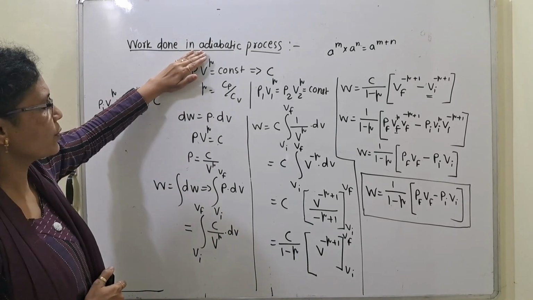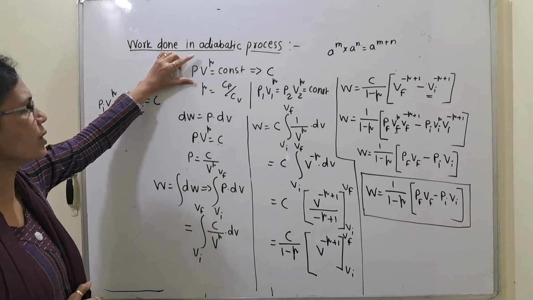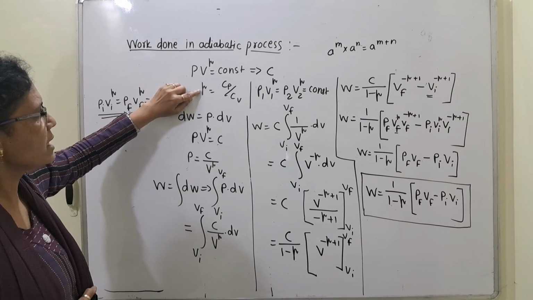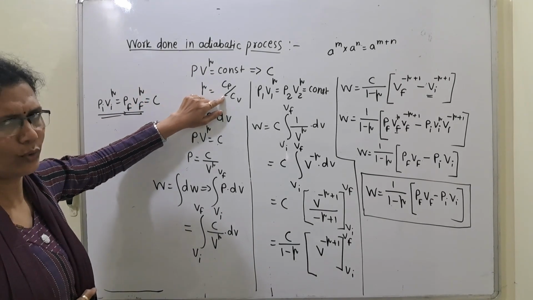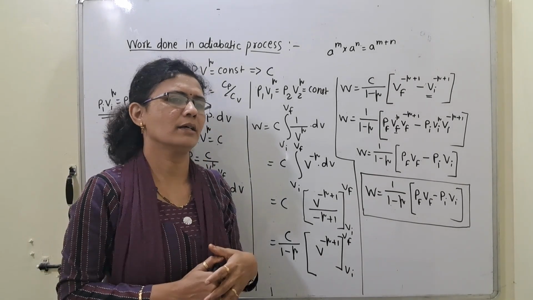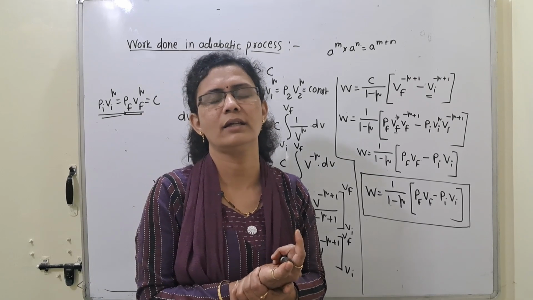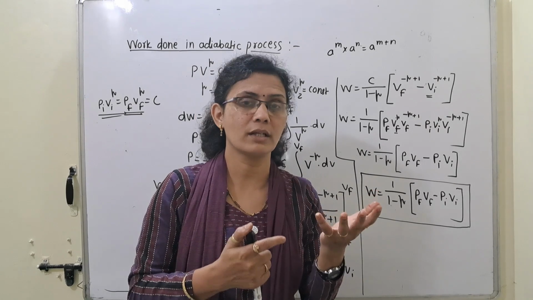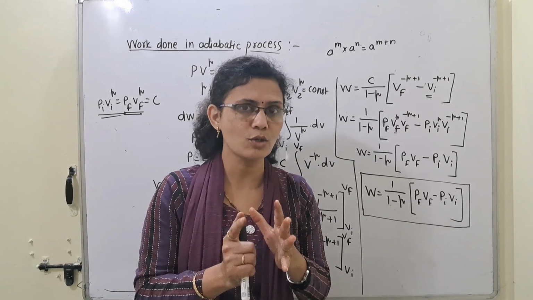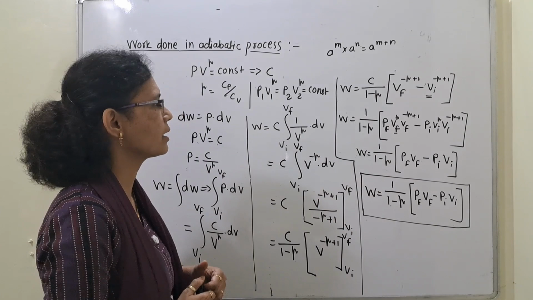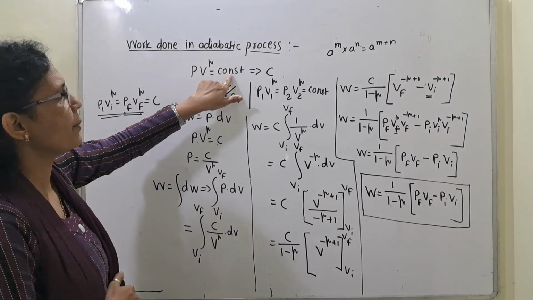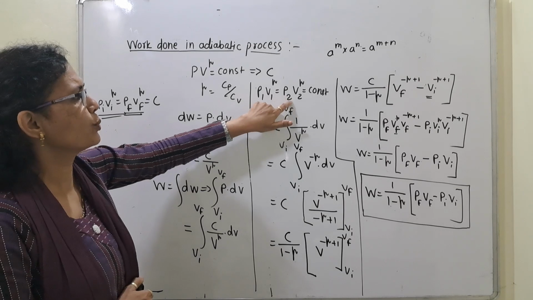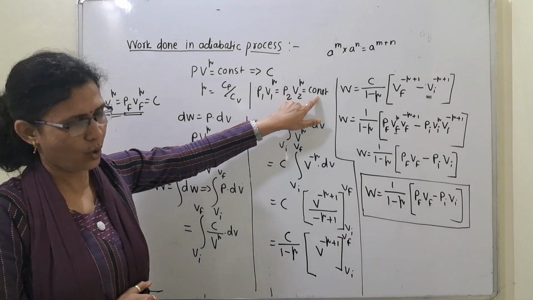Here there is an adiabatic process, therefore we have to consider the equation PV raised to gamma is equal to constant, and here gamma is nothing but Cp upon Cv. Let us consider 1 mole of a gas, and we are processing the gas adiabatically. In case of an adiabatic process, we consider the gas equation PV raised to gamma is equal to constant. Here P1 V1 raised to gamma is equal to P2 V2 raised to gamma, which is constant.